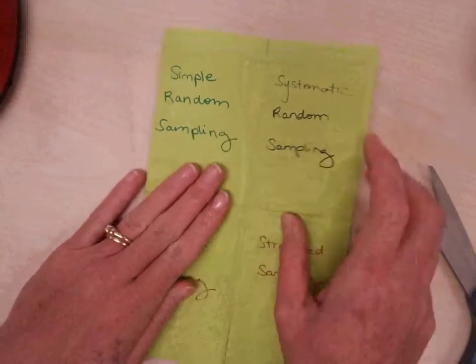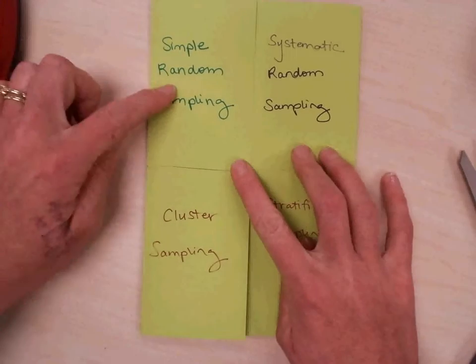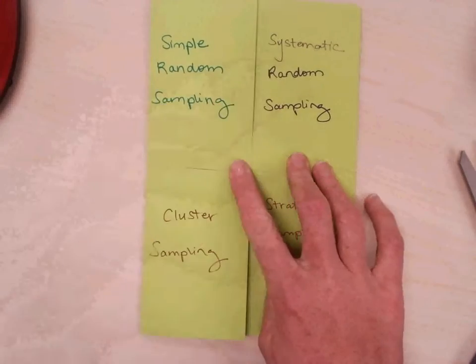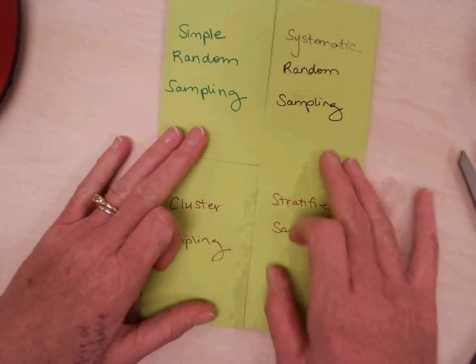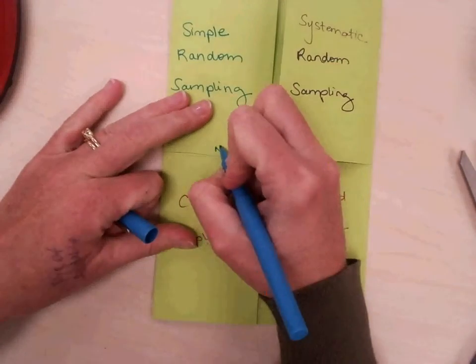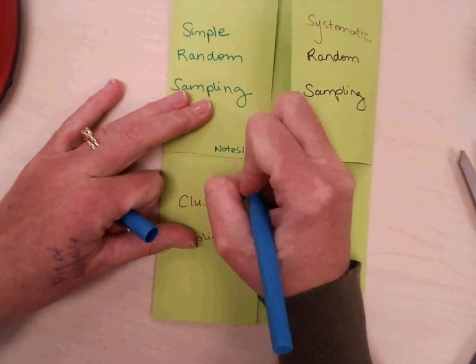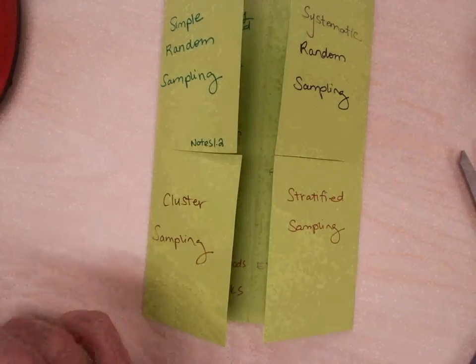So we've got our 4 sampling methods. So simple random sampling, systematic random sampling, cluster sampling, and stratified sampling. For simple random, you're going to reference our notes from 1.2. And then for each of the others, we're going to reference today's notes, 1.3.